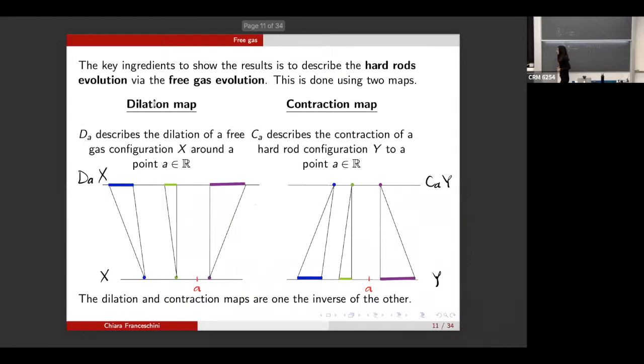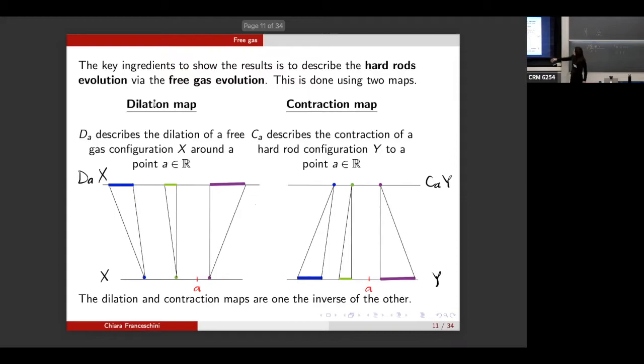Then you may wonder how to connect the free gas dynamics with the hard rod dynamics. And this was already in the paper that I mentioned of Boldrighini, Dobrushin and Sukhov, where they introduced this dilation map and contraction map. So the dilation map goes from the free gas world into the hard rods world, and it's always defined with respect to a point, which for me is this point A. In my next slide I have the math, but again, a picture is easier.